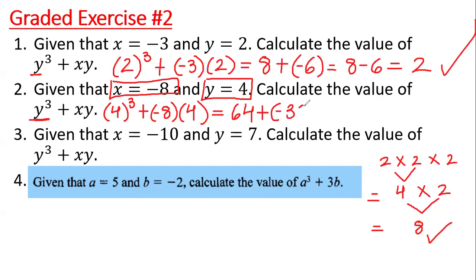Good. And so it's going to be equal to 64, minus 32. And class, what is 64 minus 32? 32.